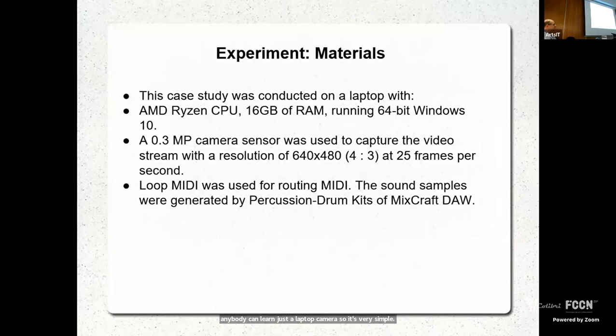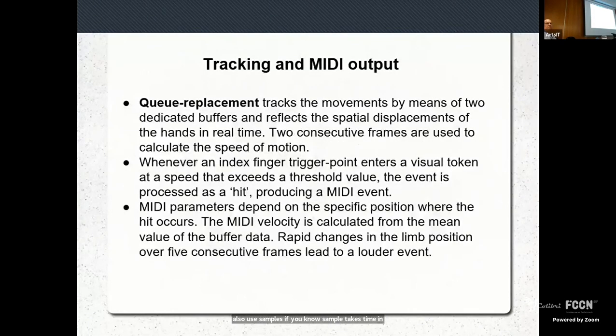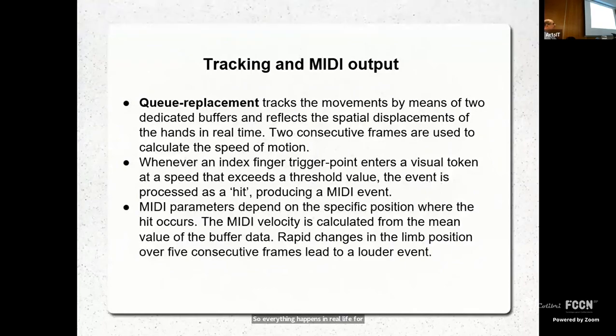And we have a DAW running behind for the sounds. We can also use samples if you want, but samples take time in loading. So we use the DAW, which is very fast because of the latency problem. So everything happens in real time. We get 2 pieces of information: one is the note information, and the other is the velocity, that is, how hard the drummer hits it. We had this queue replacement technique where we stored the information of a few frames of the motion, where the value is calculated by the difference between 2 video frames, and the more the displacement, the more velocity.